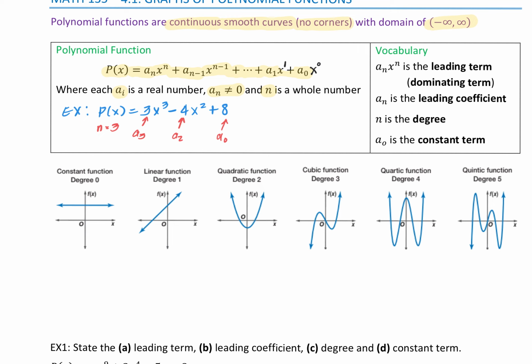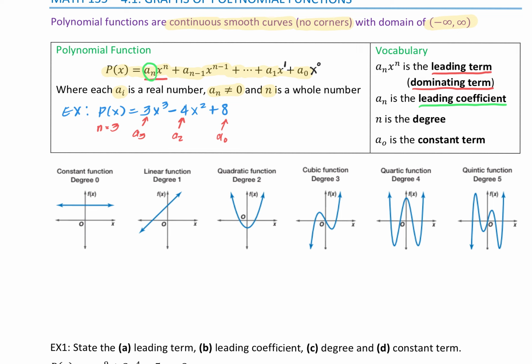So let's look to the right where we have all this vocabulary. When we look at this a sub n, x to the n, that very first term, we call that the leading term. Your book will call it the dominating term, but most books use leading term. And the reason why most use leading term is because when you just look at the coefficient on the x to the n, which would be this a sub n, it's called the leading coefficient. So the leading term has a leading coefficient, and the vocabulary is consistent. So I prefer to stay with leading term.